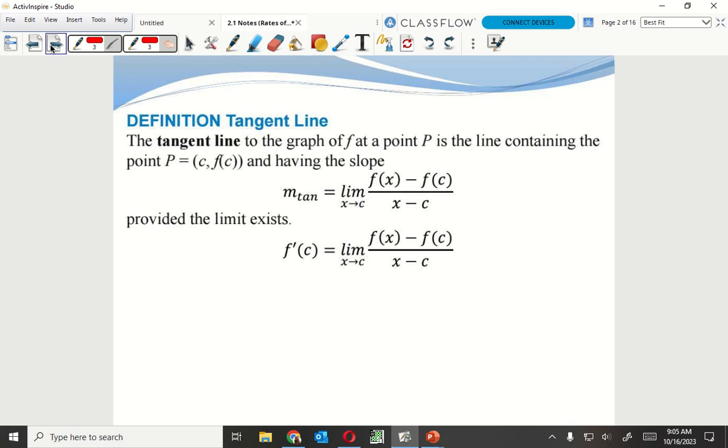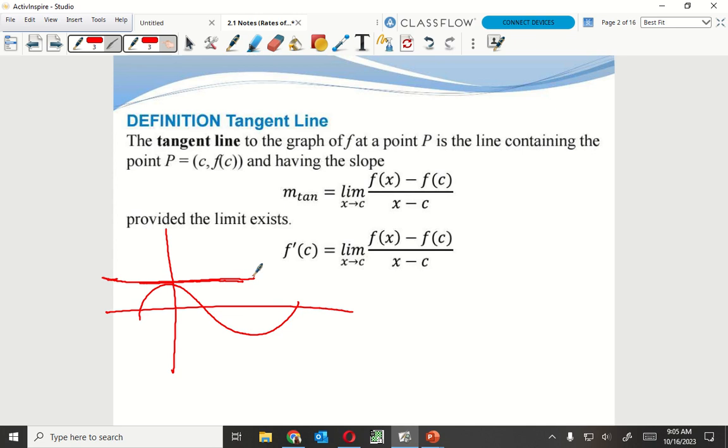So if we talk about, like, a sine wave, something like this. This looks more like a cosine, but anyway. All right, so right here, this line would be a tangent to this, touching it at a single point. So that's the tangent line. And that's what we're going to be finding.